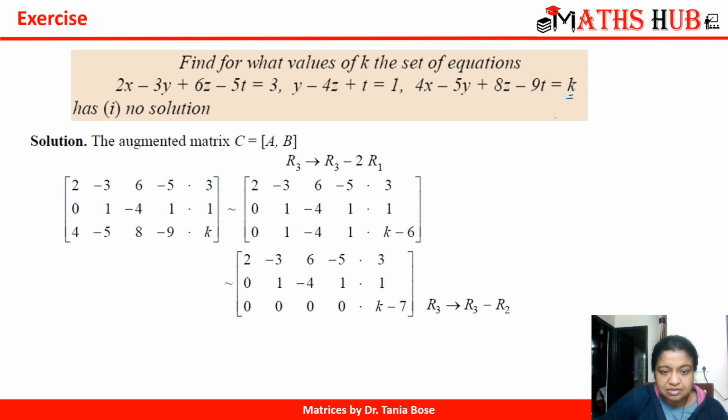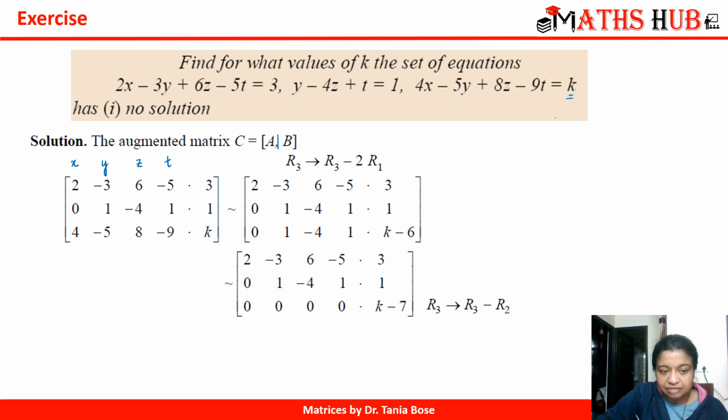So first step is we try to convert this into an augmented matrix, that is A augmented B. So for the A matrix, we have 4 variables here, X, Y, Z, and T. The first column is for X, the second column is for Y, the third column is for Z, and the fourth column is for T. So when we write the coefficient matrix, we get 2, minus 3, 6, minus 5.